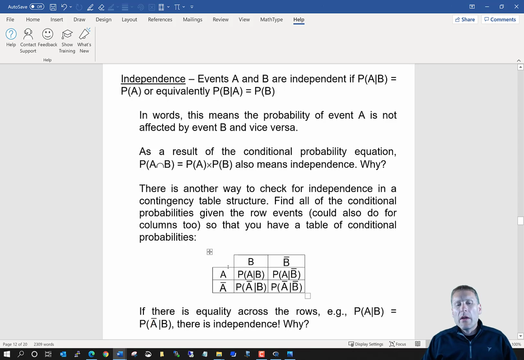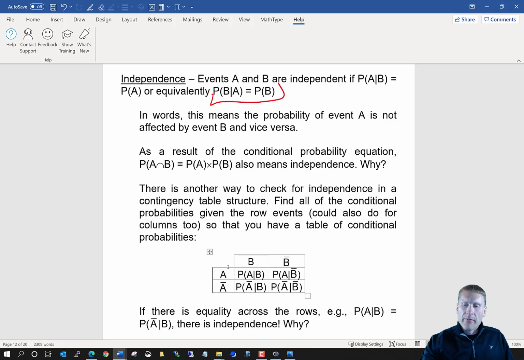Okay, let's talk about another concept with probabilities that's very important, and that is independence. Suppose I have 2 events, again, A and B. They are independent if the probability of A given B is equal to the probability of A. Or you can think of it equivalently as the probability of B given A is equal to the probability of B.